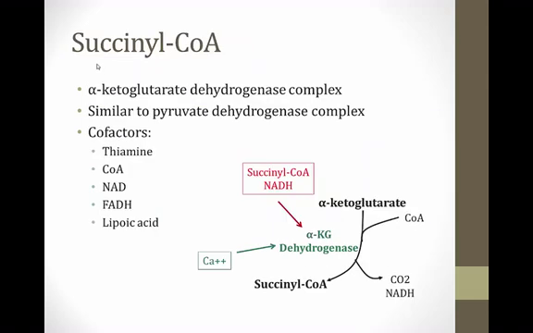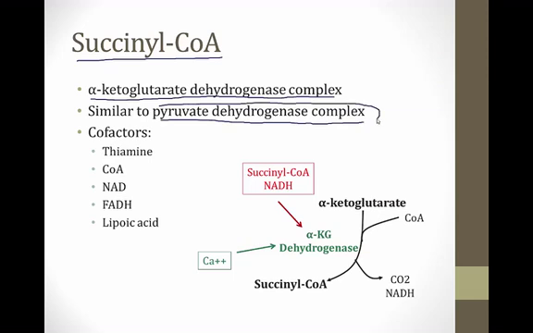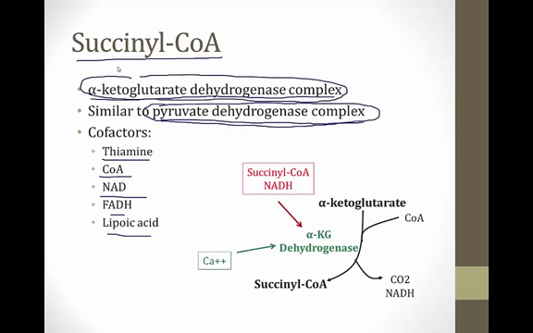The next step involves synthesis of a molecule of succinyl-CoA, and this is done by a complex called the alpha-ketoglutarate dehydrogenase complex. This is a complex of 3 enzymes just like the pyruvate dehydrogenase complex. In a separate module, I discussed the PDH complex and how it works with 3 enzymes functioning together in concert with 5 cofactors: thiamine, CoA, NAD, FADH, and lipoic acid. Alpha-ketoglutarate dehydrogenase complex works the same way and requires the same cofactors.